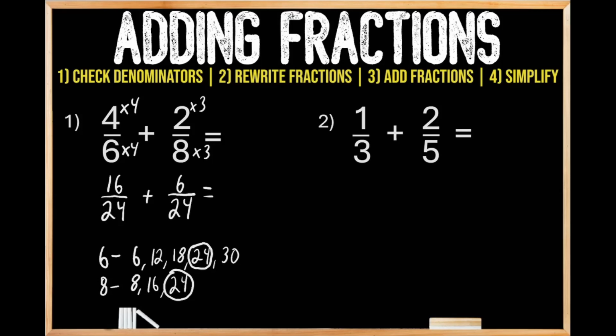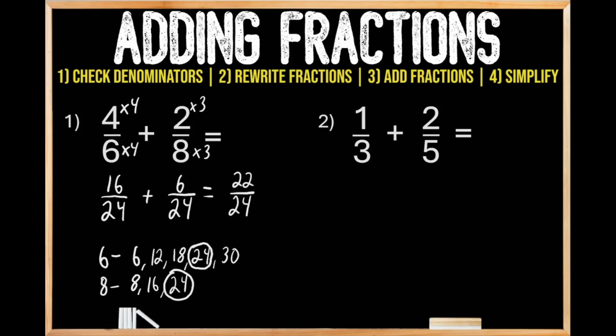Now, when we're adding these fractions, our denominator's value is not going to change. It's still going to be in 24ths, but we are going to be adding our numerators. So we're going to be adding 16 plus 6, which we know gives us 22, for the fraction of 22/24.